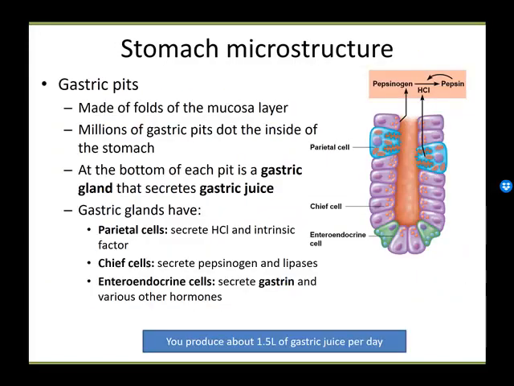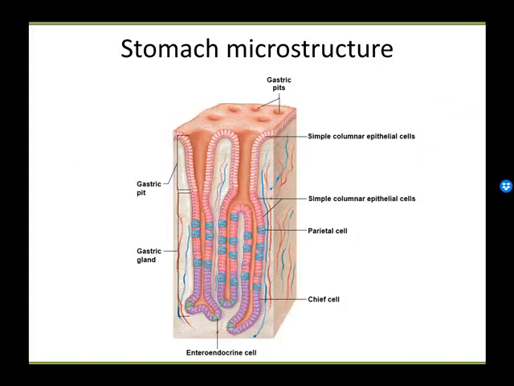Okay. So let's look at some of the microstructure here, some of the small parts here. And let me, again, show you a picture first. Hopefully this will help us a little more. So this is the mucosa of the stomach right here. And we're just taking one tiny little square of the mucosa of the stomach. In that mucosa, you have these little infoldings called gastric pits. And you have millions of these gastric pits in your stomach. They're not visible to the naked eye, but they are there. And these gastric pits will become at the bottom gastric glands.